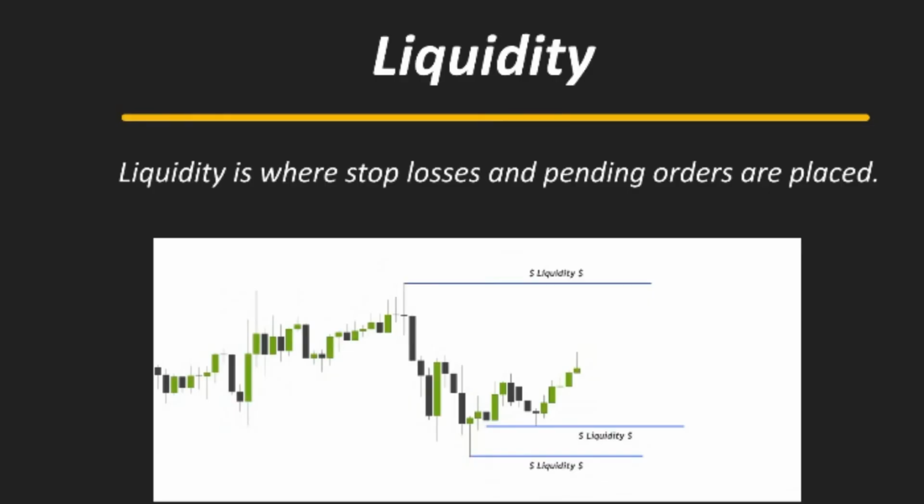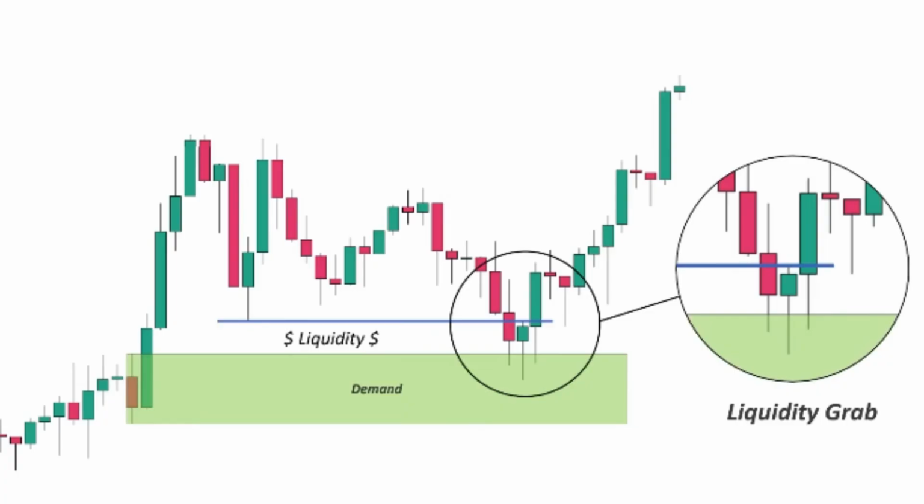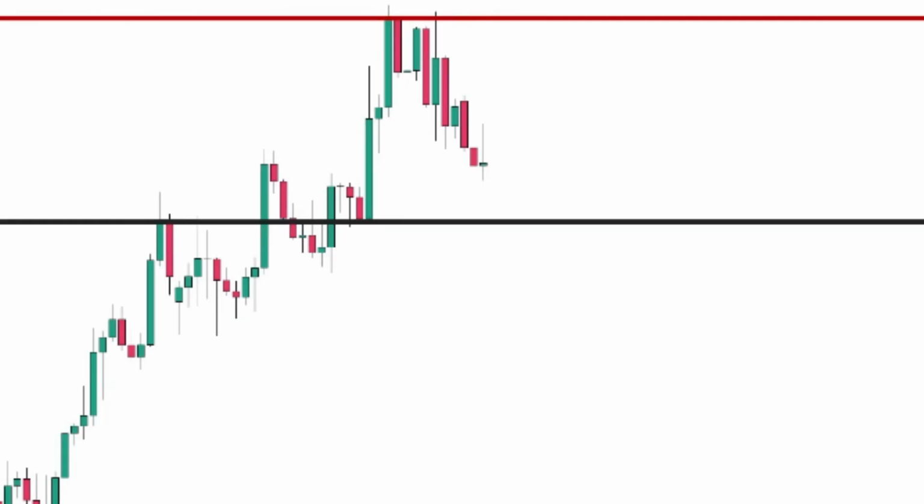3. Liquidity. Liquidity is found below swing lows and above swing highs. When liquidity forms above a demand zone, the zone becomes more reliable because price often grabs liquidity before making a strong move. A valid liquidity grab breaks the area, triggers stops, then immediately returns.